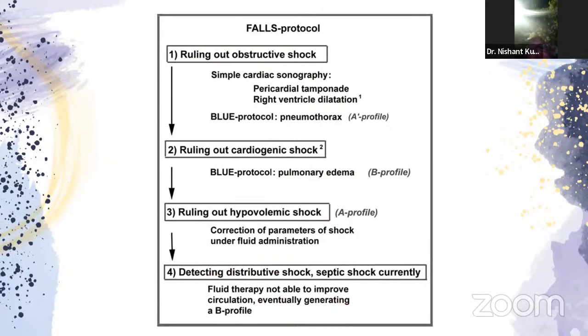We can do the FALLS protocol. We can rule out the obstructive shock by the BLUE protocol, that is pneumothorax. We rule out the cardiogenic shock by pulmonary edema, B profile, hypovolemic shock by correction of parameters under fluid administration. That means that the moment the B lines start appearing, that means that you have given too much fluid. And you can detect the distributive shock and septic shock currently. That means that if you keep on giving fluids, the B lines are increasing. Next, please.